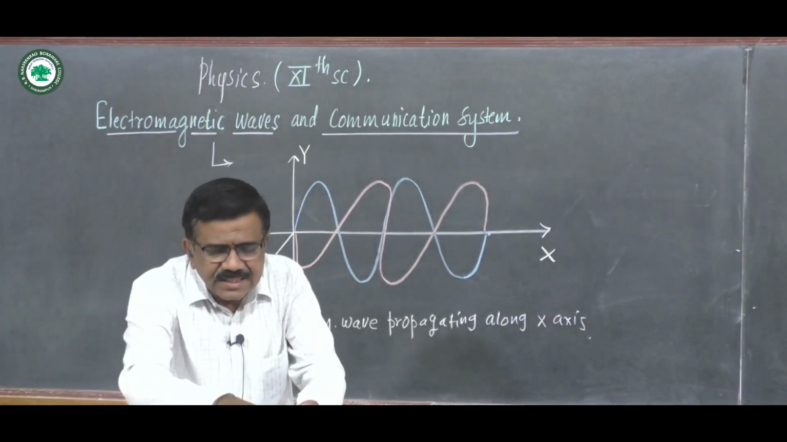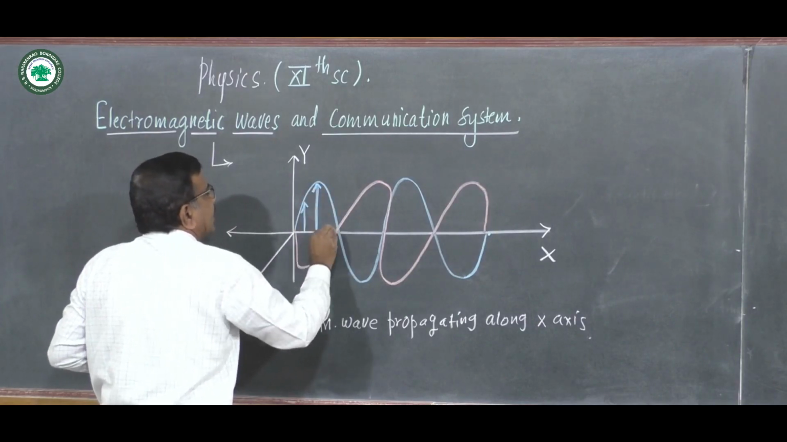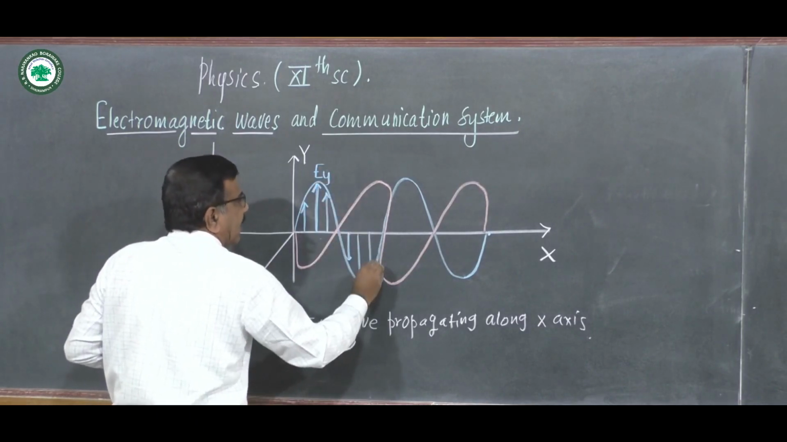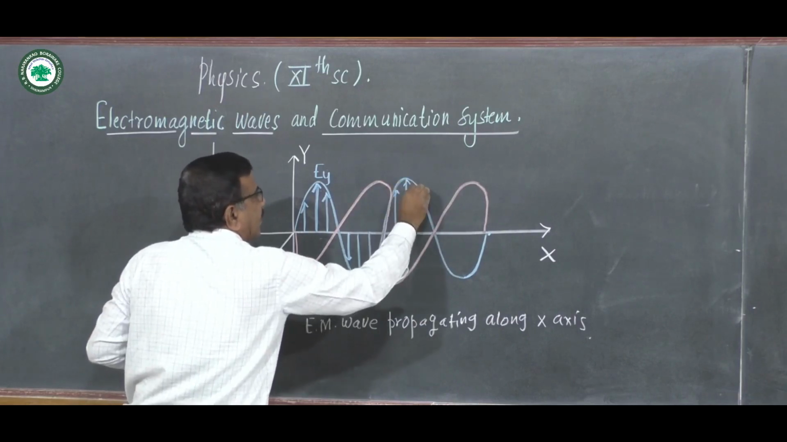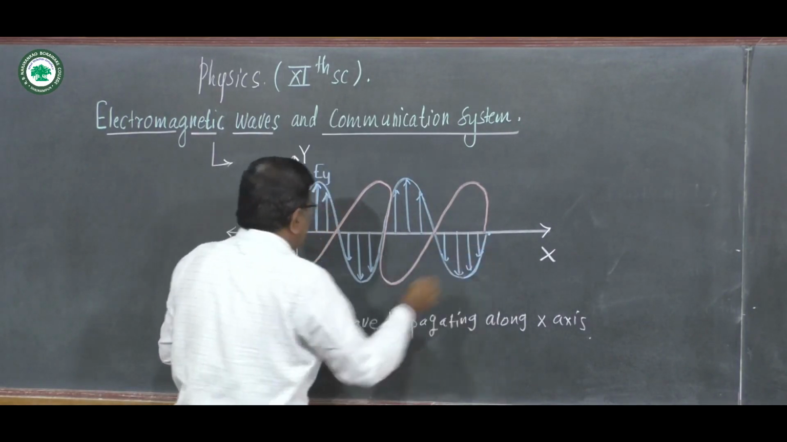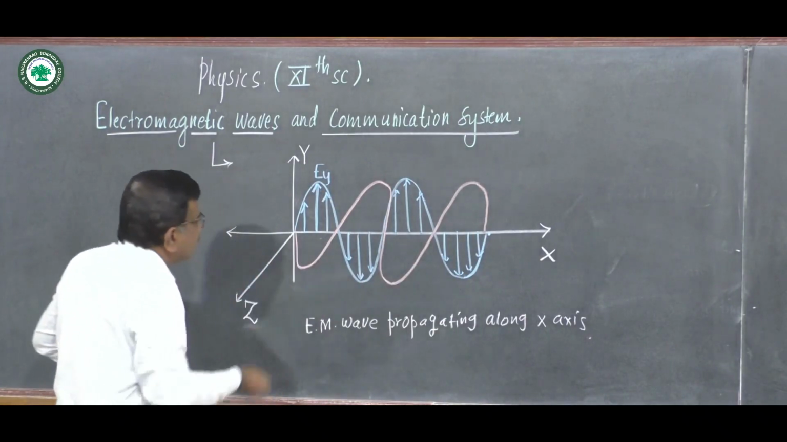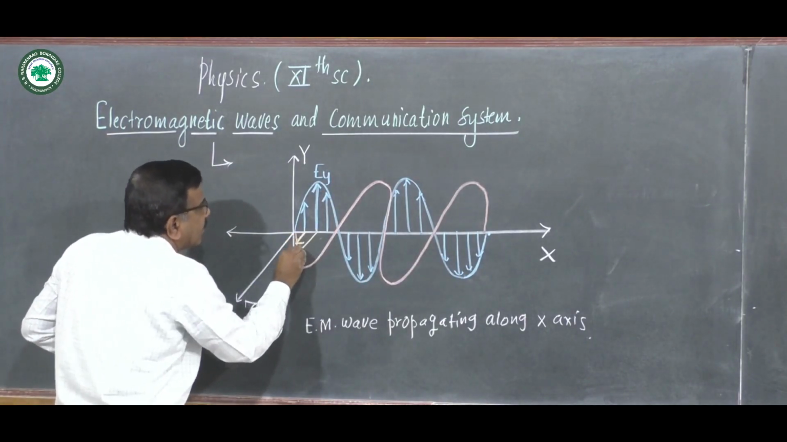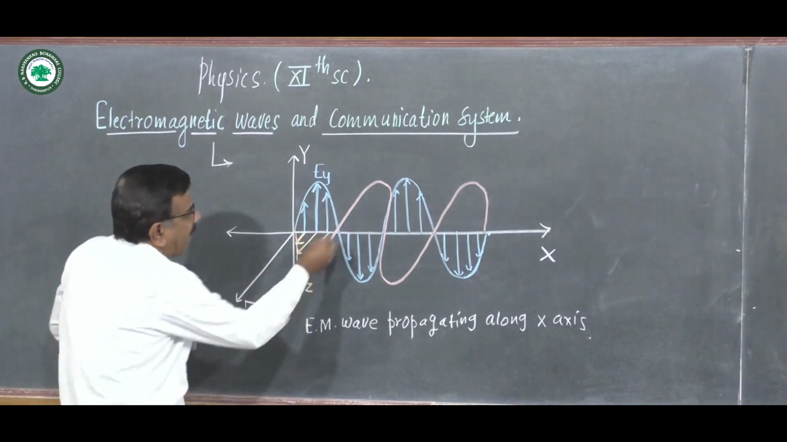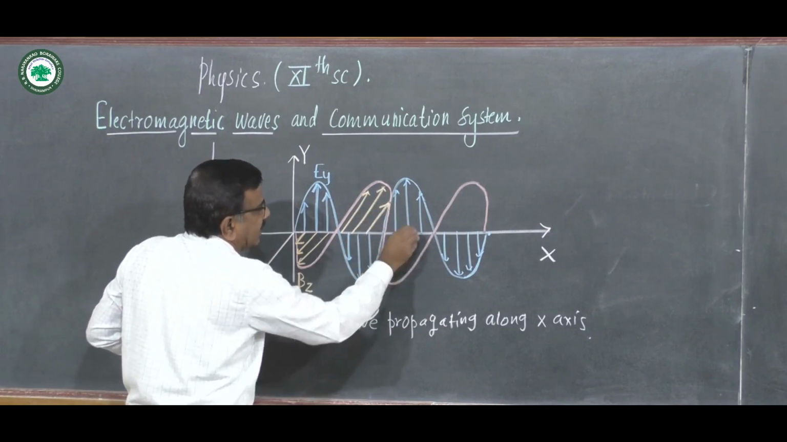The electric field is along the y-axis. These are the electric field vectors along the y-axis. We denote it by EY, positive Y, negative Y. And the magnetic field is along the z-axis. This is BZ. Electric field along y-axis, magnetic field along z-axis. This is the magnetic field.